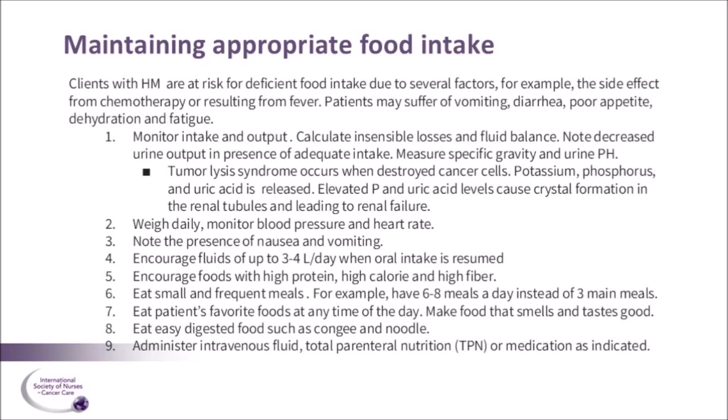Tumor lysis syndrome occurs when destroyed cancer cells release potassium, phosphorus, and uric acid. Elevated phosphate and uric acid levels cause crystal formation in the renal tubules, leading to renal failure.